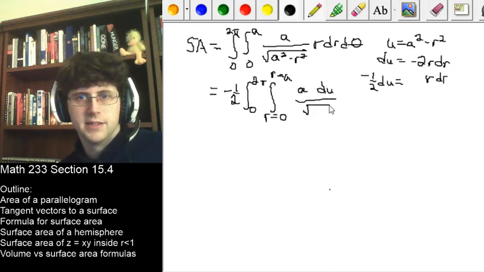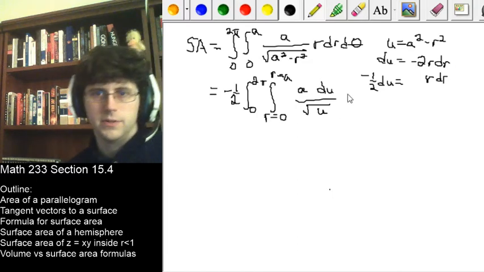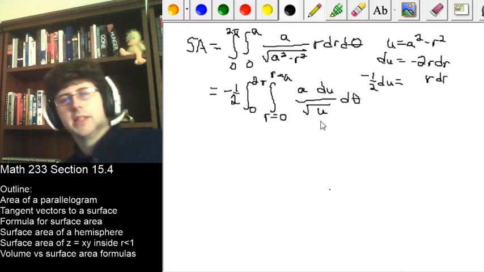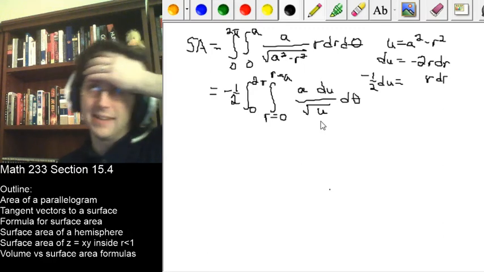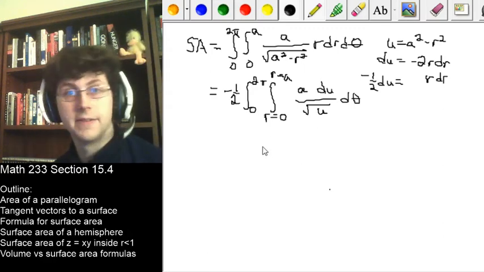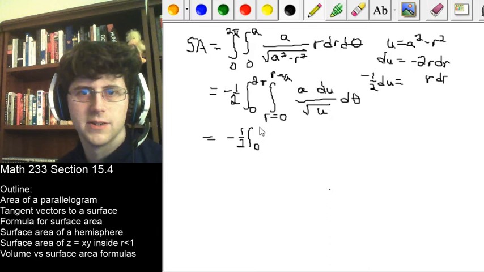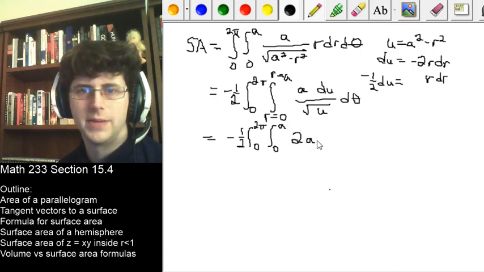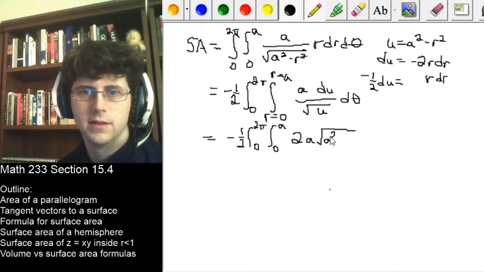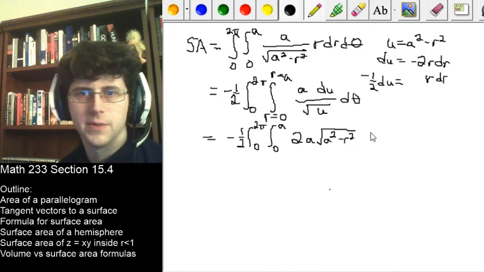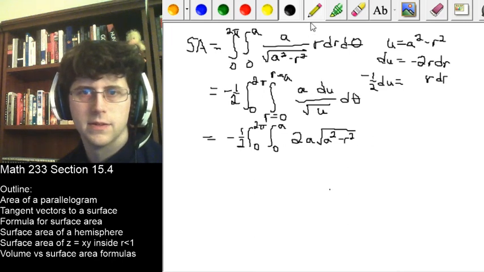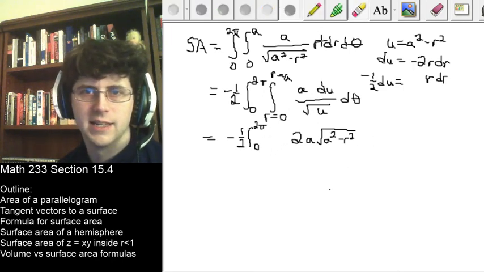And the denominator is square root of u. So oops, this d theta is still here. So we're doing this u integral. This is the integral of u to the minus a half. That's going to be 2u to the 1/2. So copy all this down. Integral 0 to 2 pi. Integral 0 to a. I'm going to have this a still, and 2u to the 1/2. Here's 2a u to the 1/2. Wait, I did the integral. Why did I write the integral again? Just did the integral.